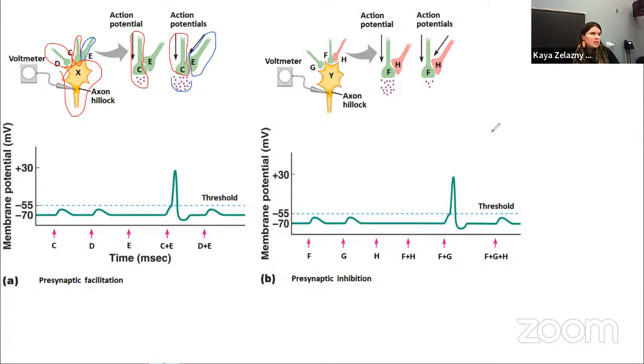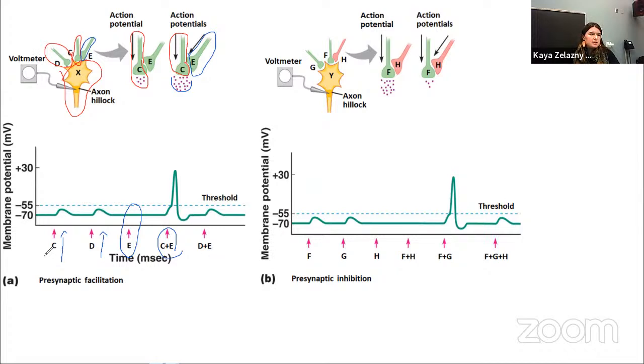So what we can see happening here, right, is that we have neuron C fire alone, not enough to get us to threshold, right? Neuron D fires alone, also not enough to get us to threshold. E fires alone, it's not even touching neuron X, so literally nothing happens. But if we have C and E fire together, we see that we do reach threshold and neuron X would give off its own action potential, right?